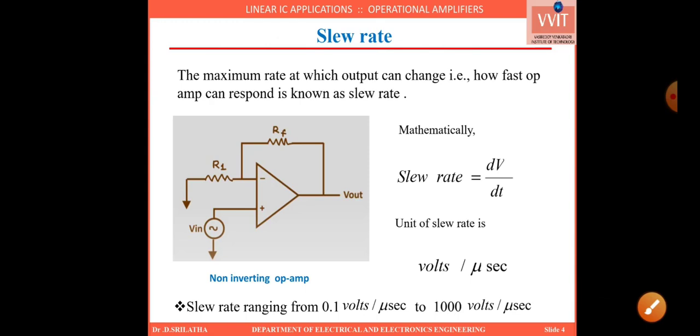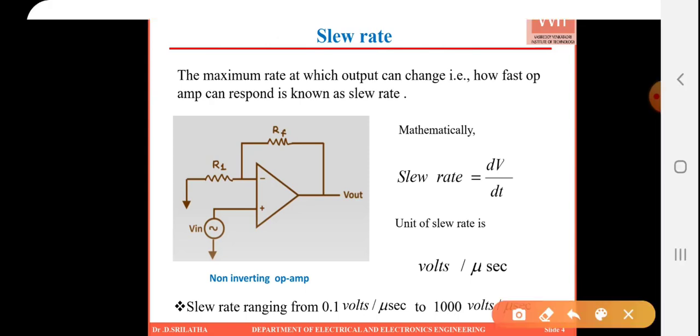Now, let us define what is slew rate of op amp. Slew rate is the maximum rate at which the output can change. That is, how fast the op amp can respond to the input. It is known as slew rate.